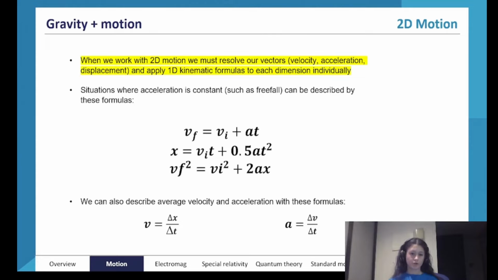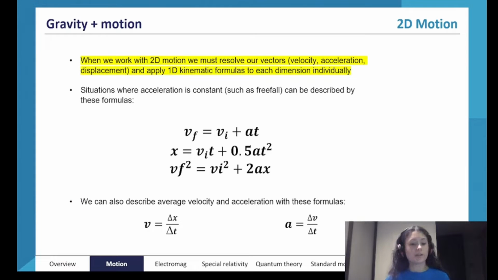So even though air resistance is like an acceleration factor, because it would be slowing the projectile down, we can assume that it's negligible because it's going to be so small. And then we can also describe the average velocity and acceleration with these formulas.